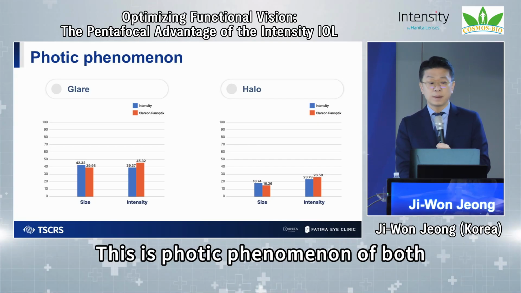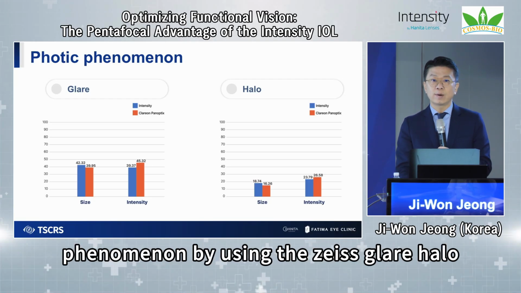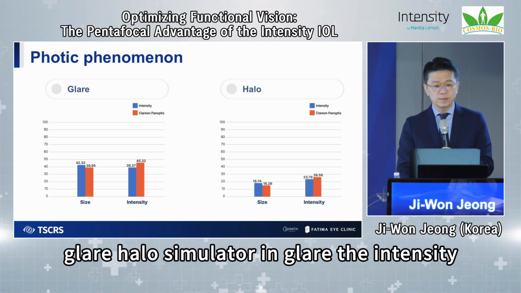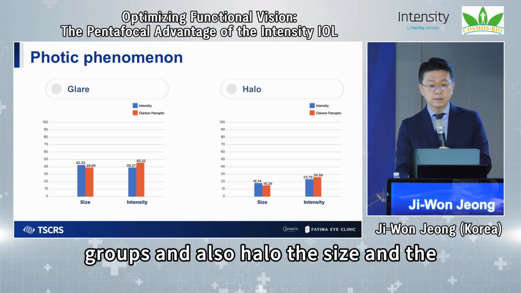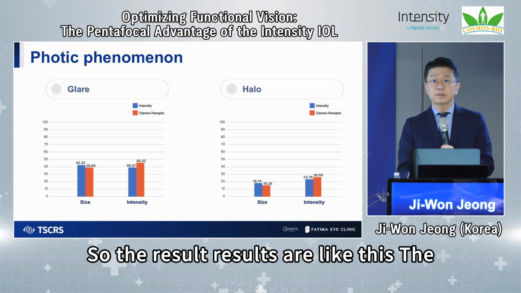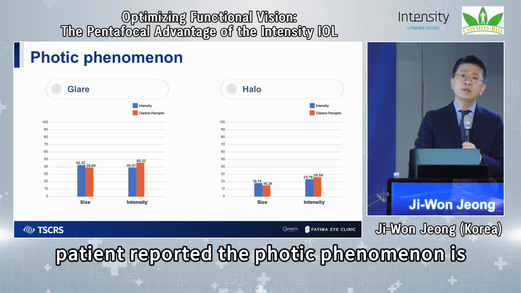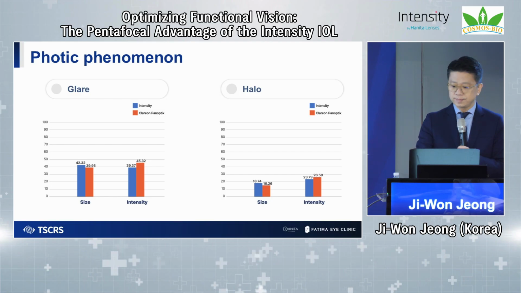This is the photic phenomena of both groups, reported by patients using the Zeiss glare halo simulator. In glare, the intensity and the size were very similar in both groups, and also in halo, the size and the intensity were very similar. The patient-reported photic phenomena are very comparable in both groups.